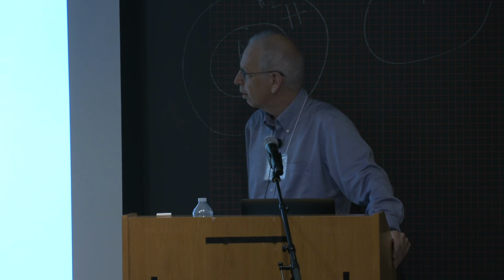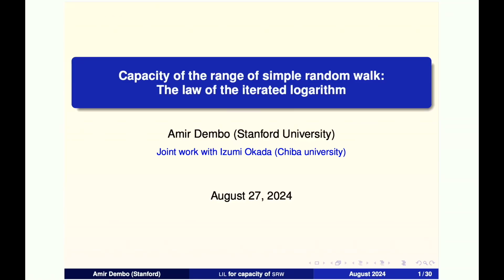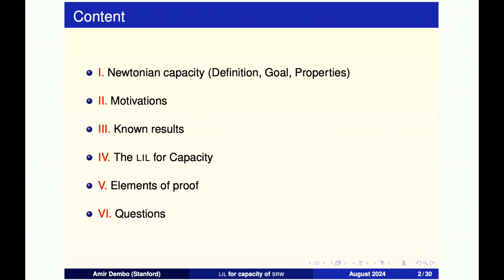And I'm going to talk today on two extremely classical topics: the law of the iterated logarithm, and something involving the capacity of simple random walk. This is joint work with Izumi Okada, and I was quite surprised and humbled to learn, when we did it, how little we understand about this relatively classical object.